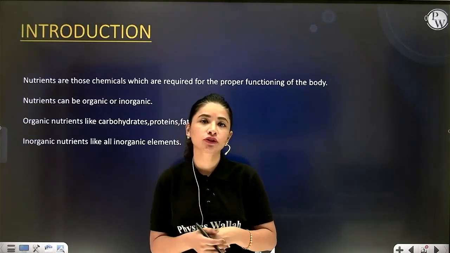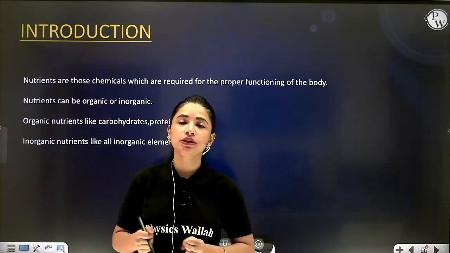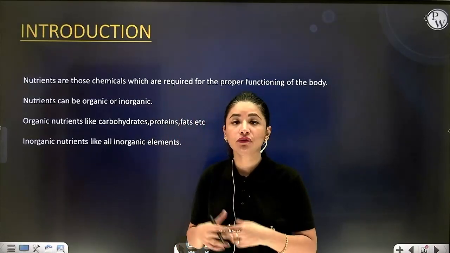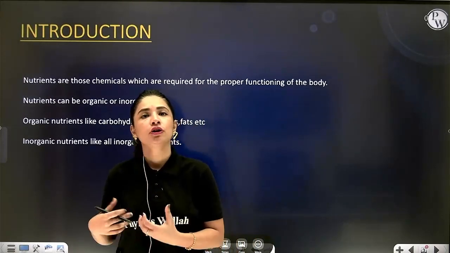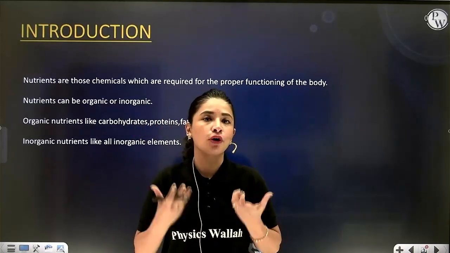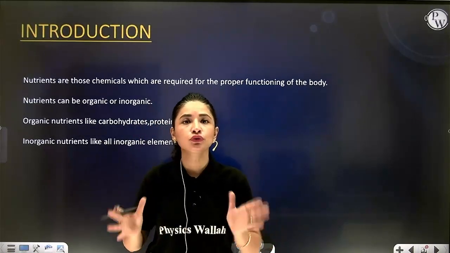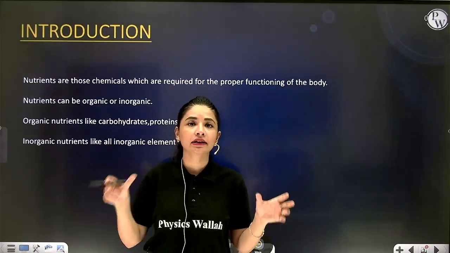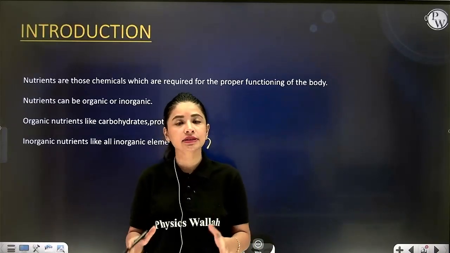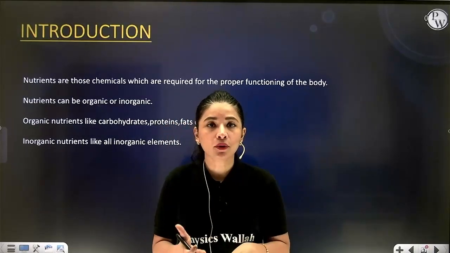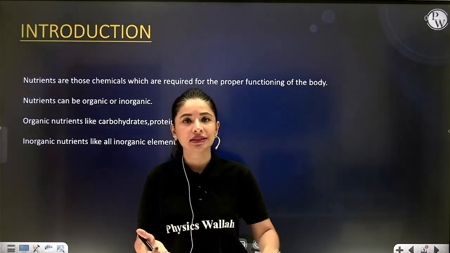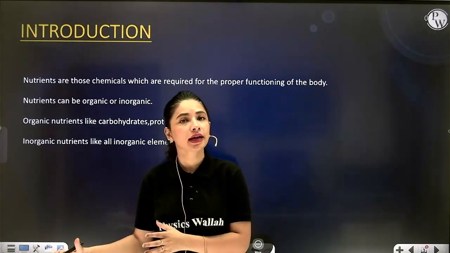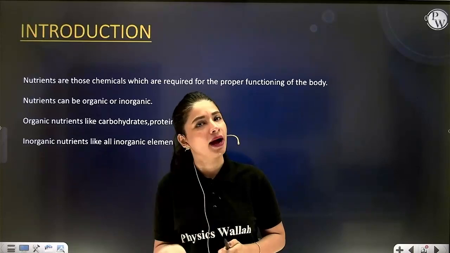If I talk with respect to plants, then plants, they absorb the nutrients from the soil or they prepare by themselves. And why do they do this job? So that their body can grow properly. Now, nutrients can be of two types. Inorganic nutrients, also known as minerals, and organic nutrients. Organic nutrients like, for example, carbohydrate, fats, proteins, all these are your organic nutrients. About organic nutrients, you study in the chapter biomolecule.